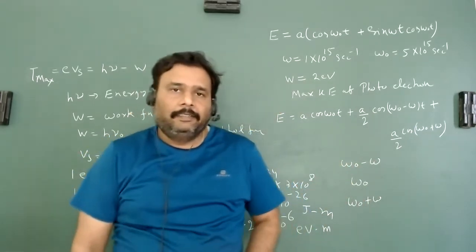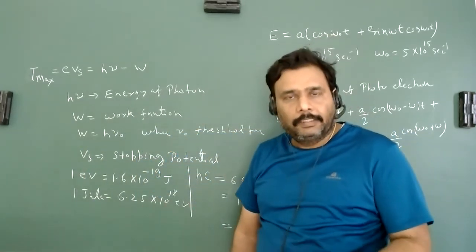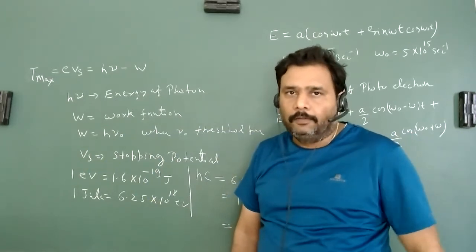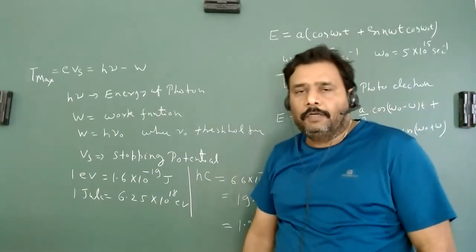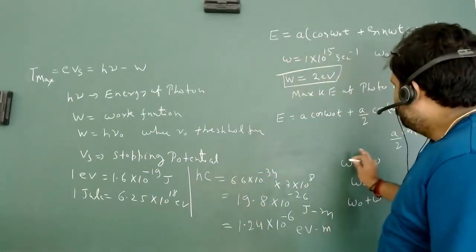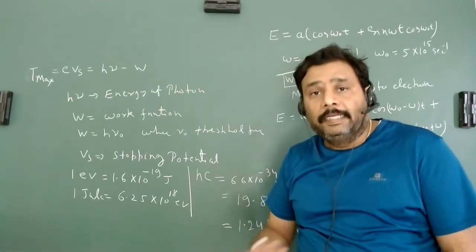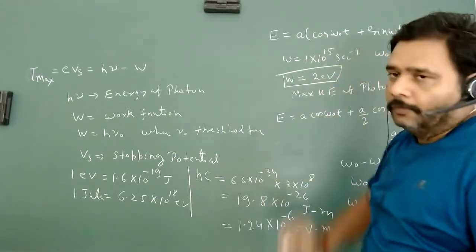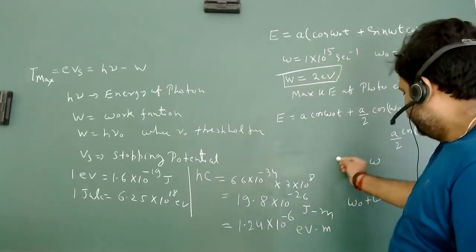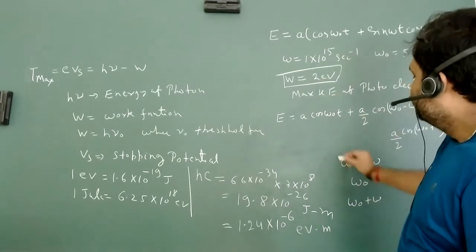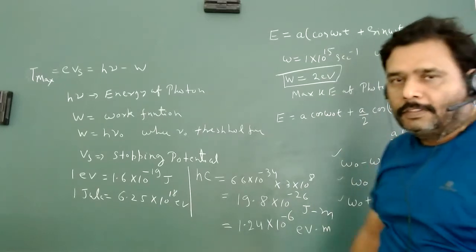Now the thing is, which one takes part in the photoelectric effect? Which one will produce photoelectrons? We have a work function of 2 electron volt. So only those frequencies will take part in the photoelectric effect whose energy is greater than 2 electron volt. So if the energy related to omega naught minus omega is greater than 2 electron volt, then this will also produce the photoelectric effect, and so will this, and this.